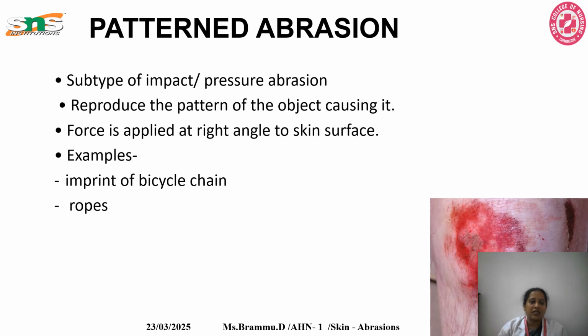Patterned abrasion is a type of impact or pressure abrasion, and it reproduces the pattern of the object that is causing the abrasion. The force is applied at a right angle to the skin surface. Some examples might be the imprint of a bicycle chain and ropes.